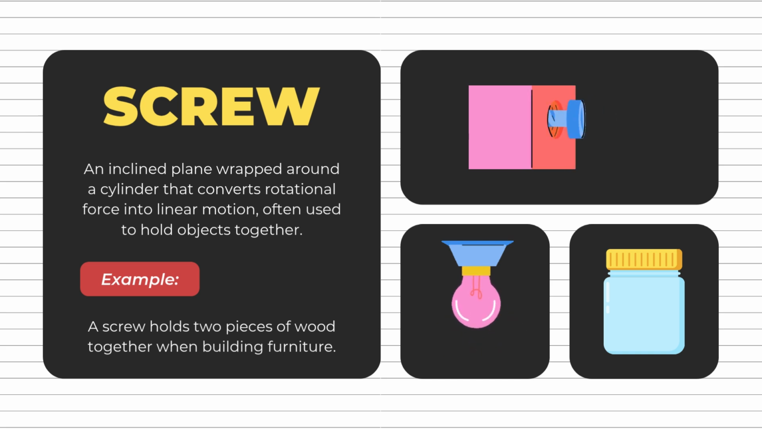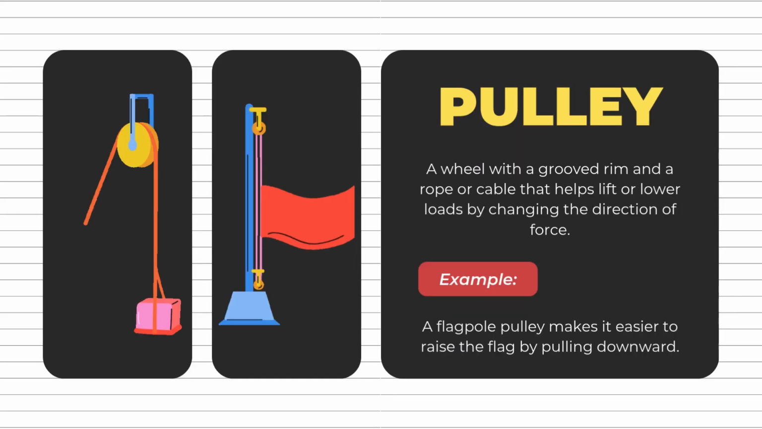Fourth is the screw, an inclined plane wrapped around a cylinder that converts rotational force into linear motion, often used to hold objects together. For example, a screw holds two pieces of wood together when building furniture.